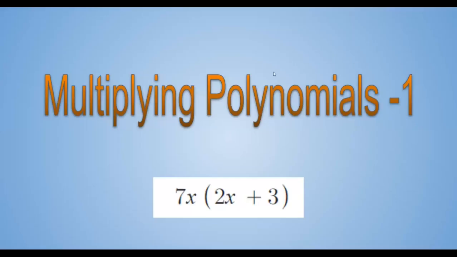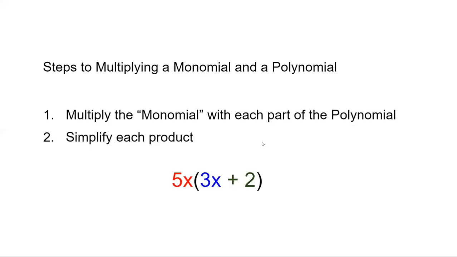This is the first of 2 videos on multiplying polynomials. An example is shown on the screen right now. 7x times, in parentheses, 2x plus 3. So let's take a look at the steps of multiplying a monomial and a polynomial, which is what we see down below. The monomial is the red 5x, and the polynomial is 3x plus 2, the part that's in the parentheses.